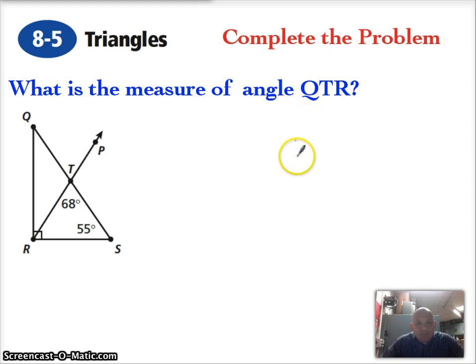Now this is your problem. It says, what's the measure of angle QTR? QTR is this angle right here. What is the measurement of that angle? You're going to have to use your understanding of the measures of this triangle in relation to this angle in order to figure that out. All right, good luck. We'll see you in class.